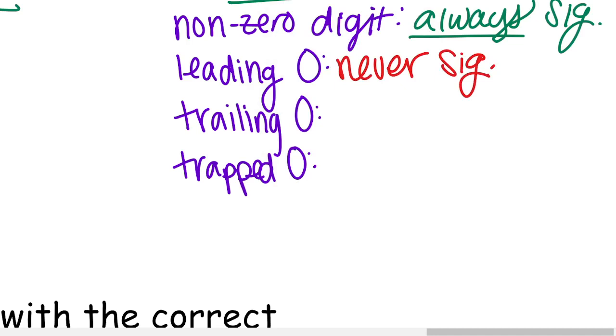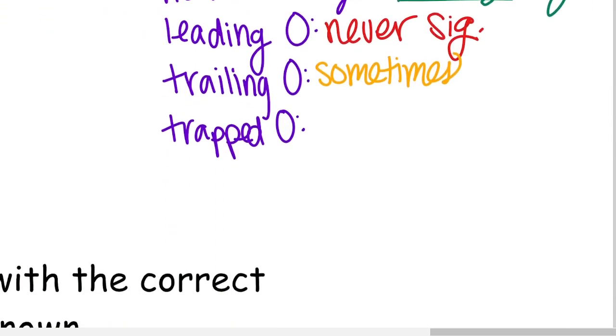All right, what about a trailing zero? Sometimes. Sometimes significant. When? If it's after a decimal. It is significant. So let me give you some examples. If I have 1.0, is that 0 significant? Yes. So I'm going to give it a little check mark. Yes, 2 sig figs in that one. What about 10? No. So that's not significant. What about 10.0? Is this last one significant?